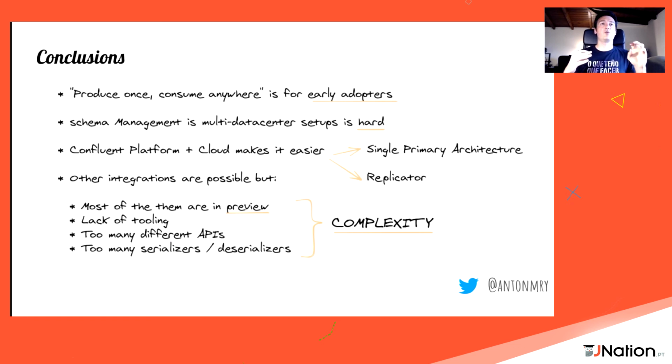It's more for early adopters right now, in my opinion. If you stick to just one single vendor, like initially in our case was Confluent Platform, it makes things easier because you don't have to manage all those differences. So you can use the single primary architecture and some specific tooling to do it. But if you need to have different technologies involved and work with all of them, it's yet possible, but some of those things are in preview. There is some tooling we have to develop by ourselves.